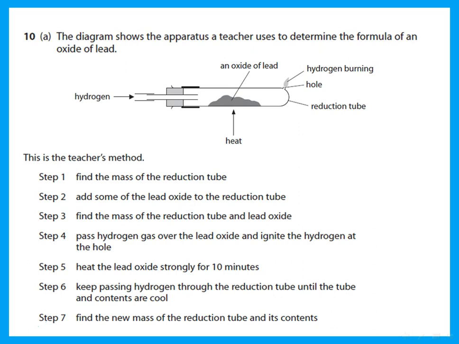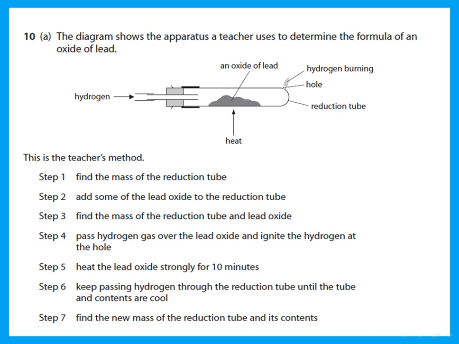Okay. Question 10 says the diagram shows the apparatus a teacher uses to determine the formula of an oxide of lead. So he finds the mass of the reduction tube, adds some of the lead oxide to the reduction tube, finds the mass of the reduction tube and lead oxide, passes hydrogen gas over the lead oxide and ignites the hydrogen at the hole on the other end.